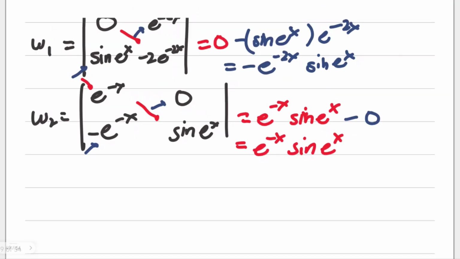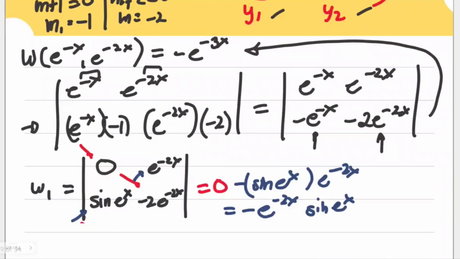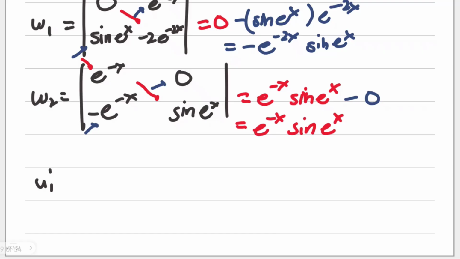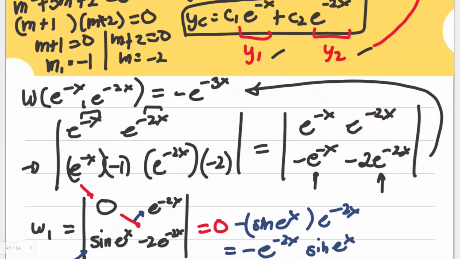Because looking into the w, you can get your u prime sub 1 and u prime sub 2 as the ratio of w sub 1 over w and w sub 2 over w respectively. And this would be the first step in solving for the u sub 1 and u sub 2 to be paired with the y sub 1 and y sub 2 here, just for your y sub p. So let's start with u prime sub 1 is equal to w sub 1 over w. Your w sub 1 is this.